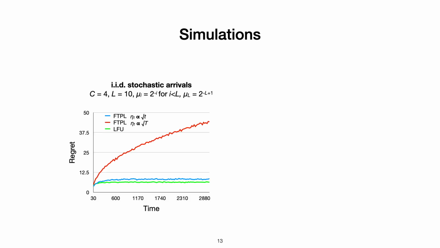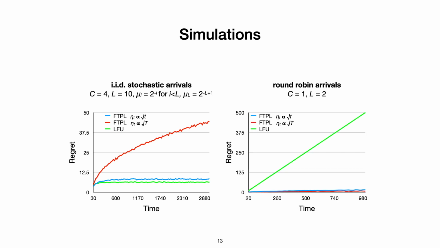Here are some simulation results illustrating the performance of FTPL and LFU. On the left, we have IID stochastic arrivals where both FTPL with learning rate proportional to square root small t and LFU perform well, while FTPL with learning rate proportional to square root capital T has regret that grows with time. On the right, we consider a round-robin arrival process with two files in the library. We note that for this arrival sequence, both versions of FTPL outperform LFU. This is consistent with the fact that LFU has linear regret in the adversarial setting.